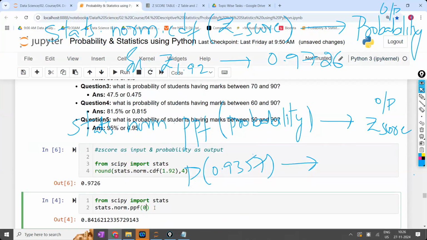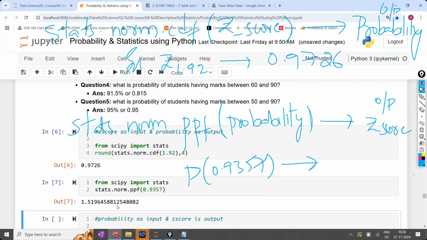If I give here 0.9357, and I make the round figure up to 2 decimals, because z-score is up to 2 decimals now. So comma 2 decimals. Is the point clear for everyone? So from this, that one you can get, and from that, this one you can get.